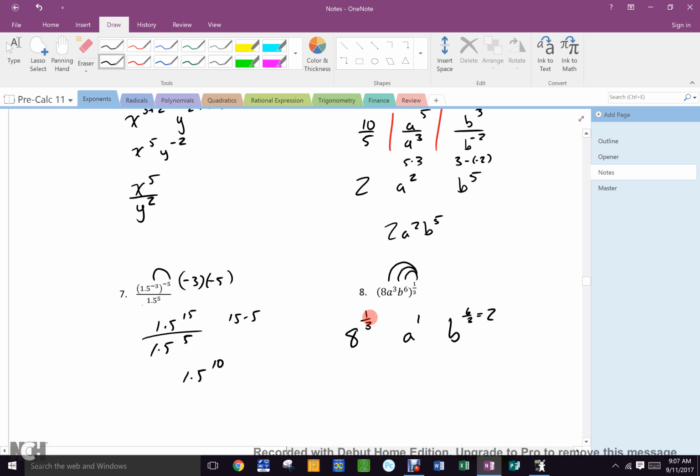8 to the 1/3. Hey, I know what to do with rational exponents. That's the cube root of 8, isn't it? What is it? 2. A to the 1. I don't write a to the 1. I am not in grade 4. What is it? A and b squared. Is that a positive number? So does it stay there? Easy peasy lemon squeezy, right?